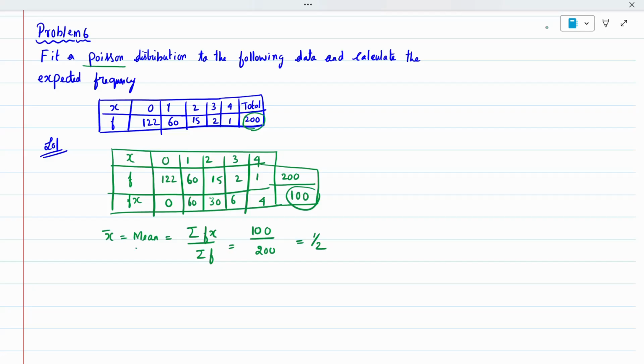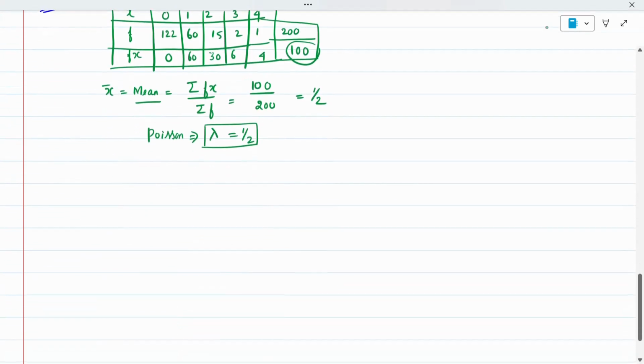So x bar for a Poisson distribution is the mean. Okay, Poisson distribution mean is nothing but lambda. So lambda we have calculated is nothing but 1 by 2. 1 by 2 means 0.5. So now that lambda is calculated, we can use it to find the new frequency.